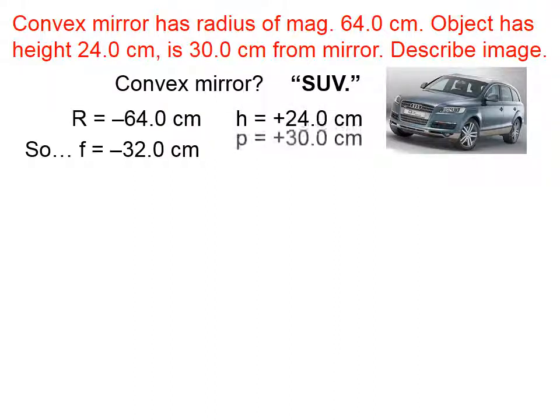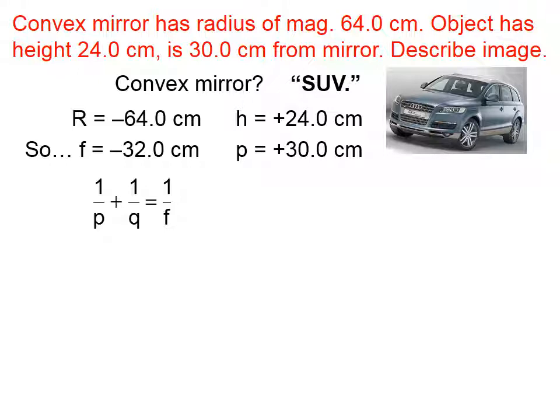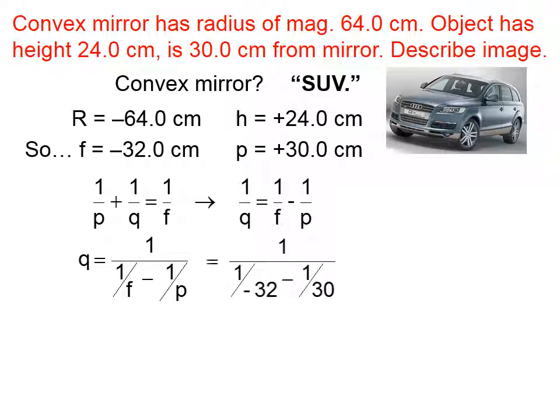The height is 24 centimeters. The object is 30 centimeters from the mirror, so p is 30. There's our mirror equation. We want to solve it for q, which is the image distance. So we're going to subtract 1 over p from both sides. Then we're going to take the reciprocal of both sides to give us an expression that is equivalent to this. And I'm okay with fractions in the denominator, so I'm not going to simplify it further. Notice here that we've put negative 32 in for the focal length.